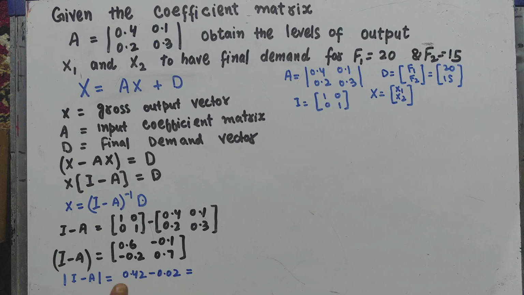If you are getting confused, let me rewrite it again. So how do we do it? We write 0.6 and multiply it with 0.7.